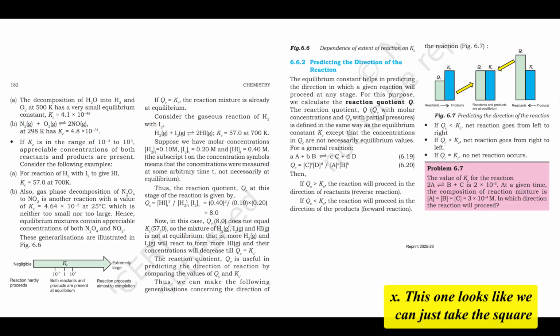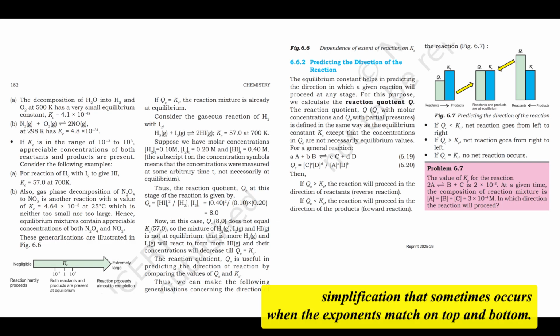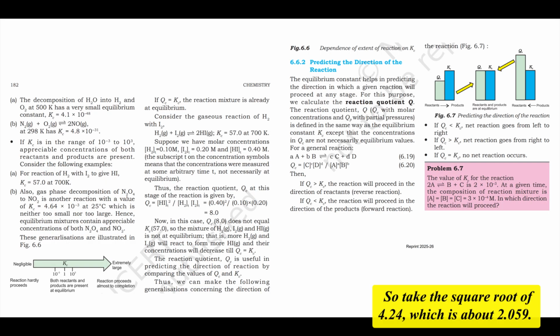This one looks like we can just take the square root of both sides to avoid solving a full quadratic equation. You noticed. That's a nice simplification that sometimes occurs when the exponents match on top and bottom. So take the square root of 4.24, which is about 2.059. Now the equation is X over (0.10 minus X) equals 2.059. Now solve for X. Multiply both sides by (0.10 minus X): X equals 2.059 times (0.10 minus X), so X equals 0.2059 minus 2.059X.